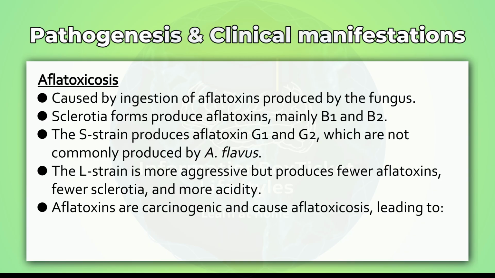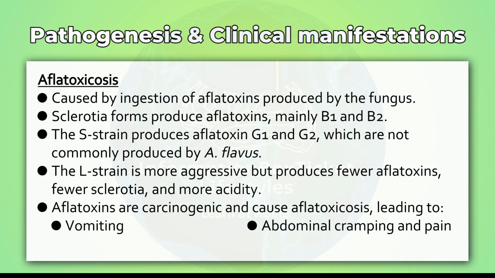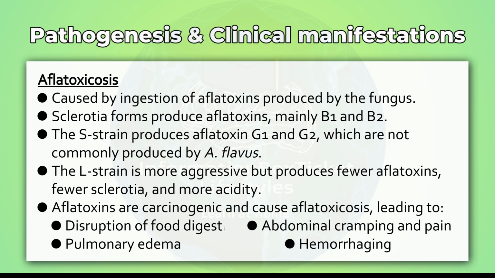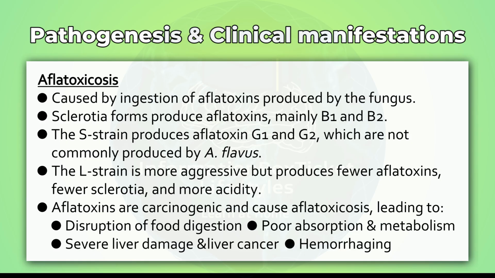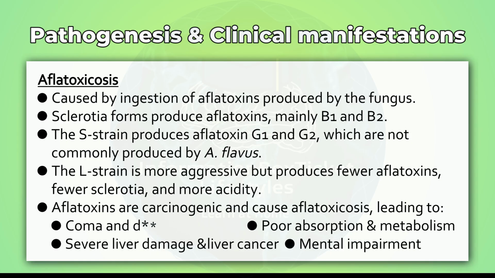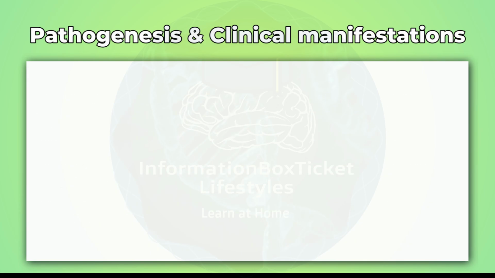Aflatoxins are carcinogenic and cause aflatoxicosis, leading to vomiting, abdominal cramping and pain, pulmonary edema, hemorrhaging, disruption of food digestion, poor absorption and metabolism in the abdomen, severe liver damage and liver cancer, mental impairment, coma, and death.